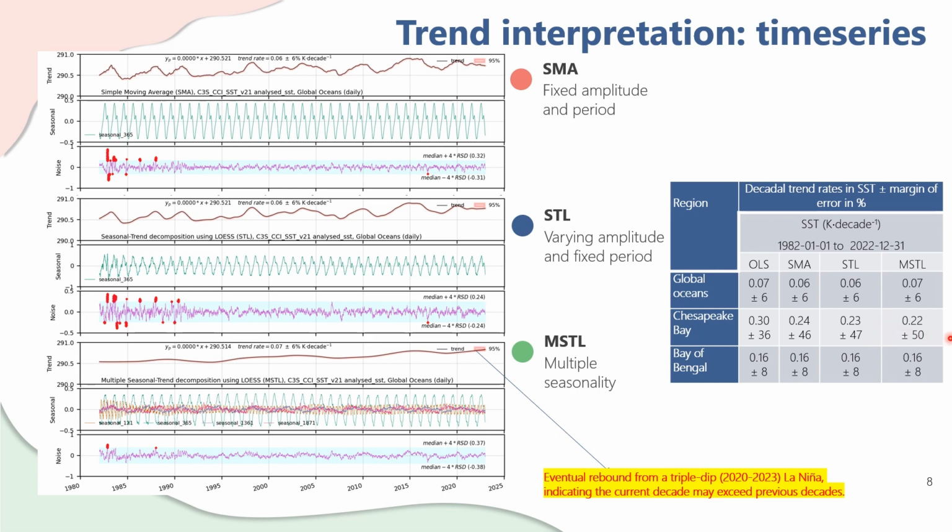The higher margin of error for Chesapeake Bay is due to data noise, a topic for future discussion. But notably in the trend time series, there is a rebound from a triple dip La Nina, hinting at a potentially surpassing trend in the current decade compared to the previous ones. It's worth mentioning that analyzing trends across multiple parameters, including ocean heat content, is crucial for comprehensive climate impact assessment, although this goes beyond our presentation scope.